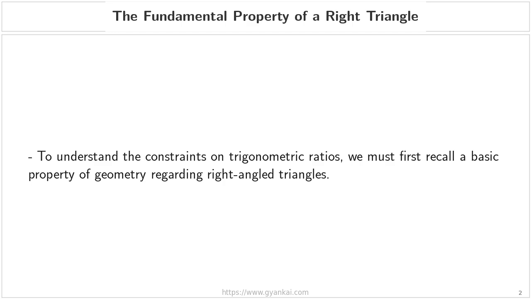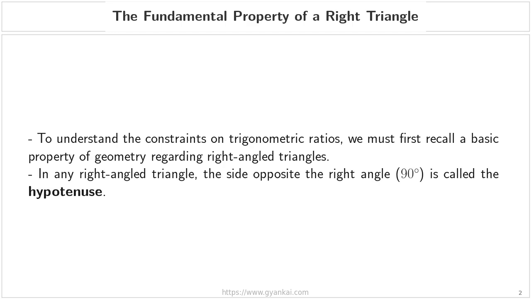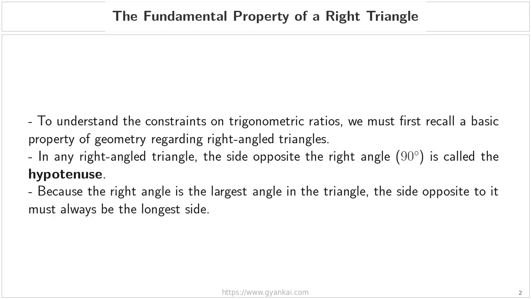Now, before we dive into the specific limits of sine and cosine that we mentioned in the previous slide, we need to ground ourselves in a fundamental property of geometry regarding right-angled triangles. Let's start with the basics. In any right-angled triangle, the side that sits directly opposite the 90-degree angle is known as the hypotenuse. Now here is the key logical point.